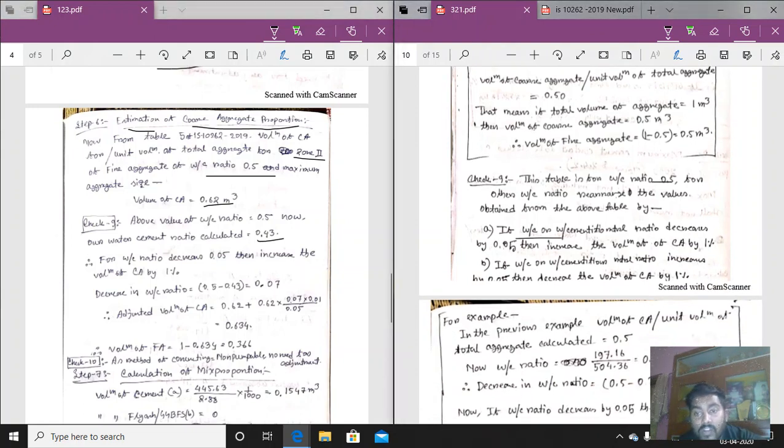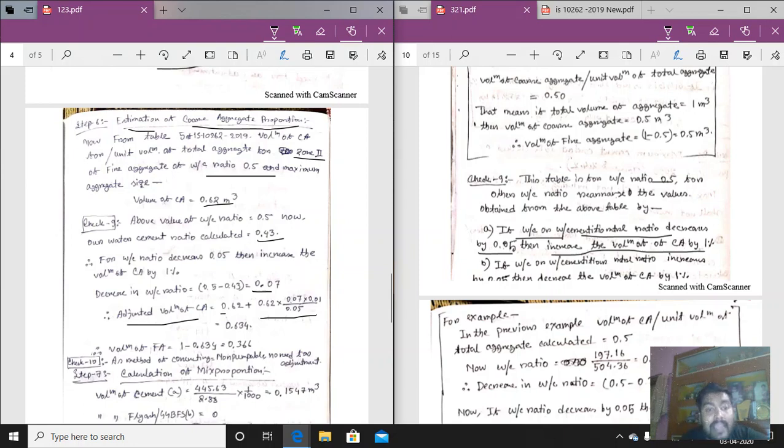If the water cement ratio, or the water cementitious material ratio, decreases by 0.05, then the volume of the coarse aggregate increases by 1%. So what is the decrease in the water cement ratio? 0.07. So the adjusted volume of the coarse aggregate will be 0.62 plus 0.62 into 0.07. That is the adjusted extra volume that has to be added, because we have to increase the volume by 1%.